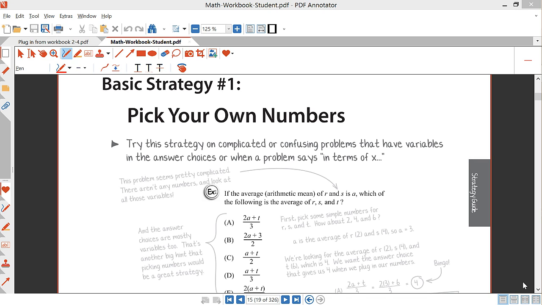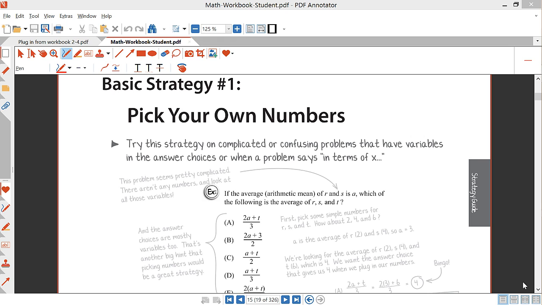Okay, today I'm going to go over a basic strategy that is very helpful on both SAT and ACT math sections, particularly for those tricky algebra questions. This is to make those a little bit easier. Okay, when do you use this particular strategy?